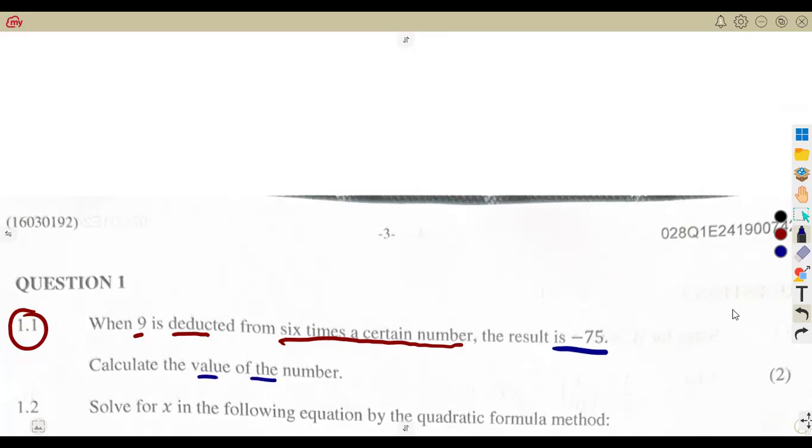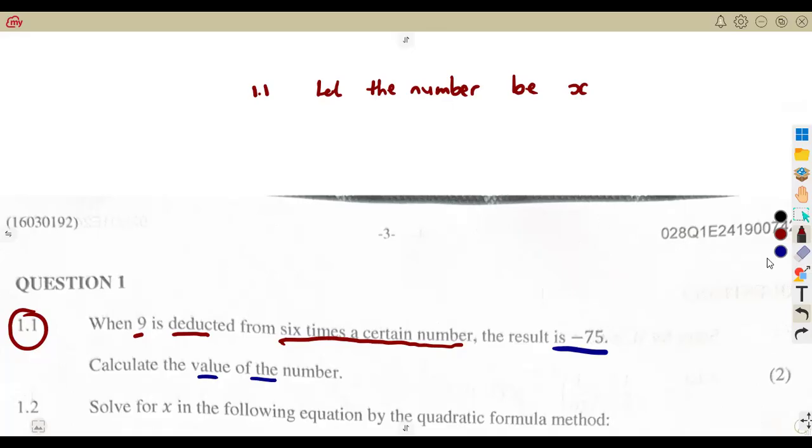So when you are given this type of question, assume that there's a certain number that you do not know. That number can be called X. You can use any letter of your choice, but in this case, I'm going to choose X. So let the number be X.